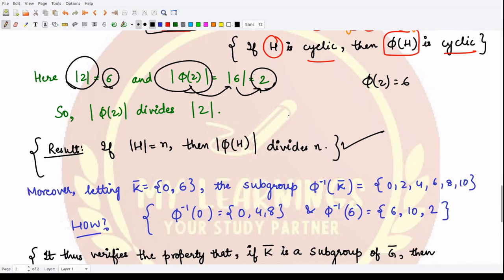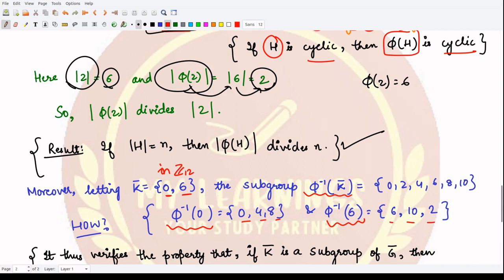Okay, now moving forward and considering some subgroup as K bar, which consists of 0 and 6, right? In where? In Z12 only. So the subgroup phi inverse of K bar would be what? It would consist of the members phi inverse of 0 and phi inverse of 6. Phi inverse of 0 is basically the kernel. So the kernel contains 0, 4 and 8, because the inverse image of 0 contains 3 elements here. And the inverse image of 6, as I've told you above, is 2, 6 and 10.